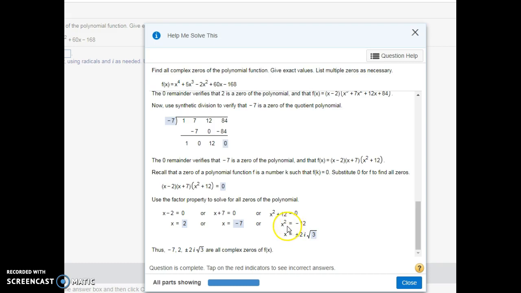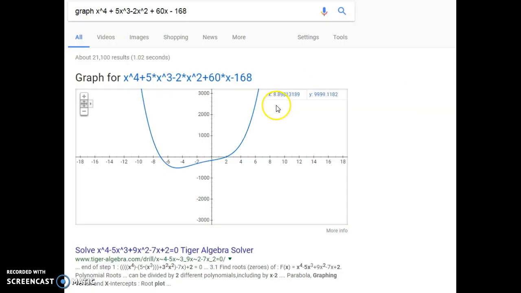So we took the square root of both sides here, so to do that we have to have x equals plus or minus whatever the square root of this side is. So it's plus or minus 2i square root of 3. So those are our 4 complex zeros. 2 of them are nice looking numbers, negative 7 and 2, and the other 2 are complex numbers. And that coincides with what we saw with our graph. It crosses at negative 7 and 2, and then we have 2 complex zeros.